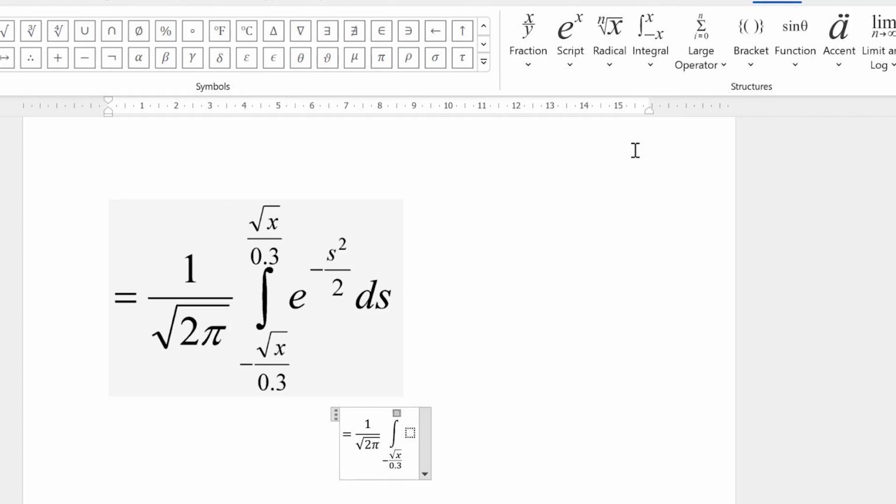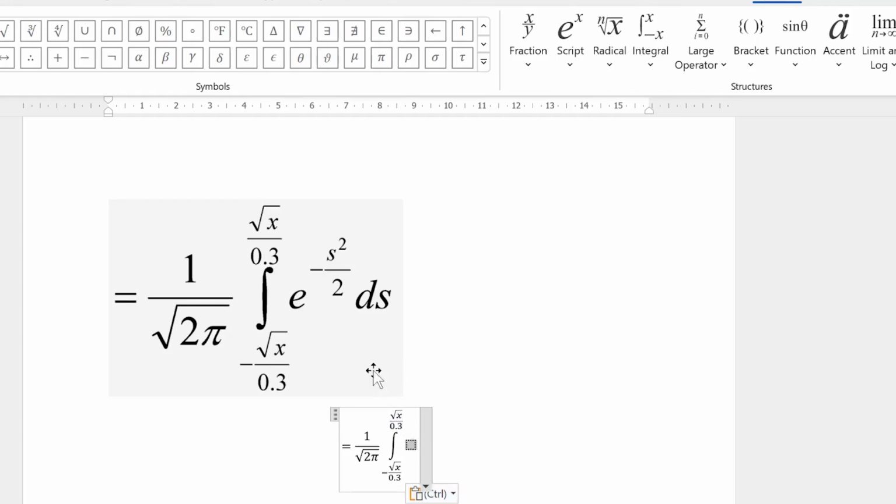Then we'll go to the top limit. Now we have square root of x divided by 0.3. Again, we can copy this if you wish. You can say Ctrl C, and then you can paste it over there. Once you come here, you can paste, and you can see square root of x by 0.3, or you can type again using the same process.